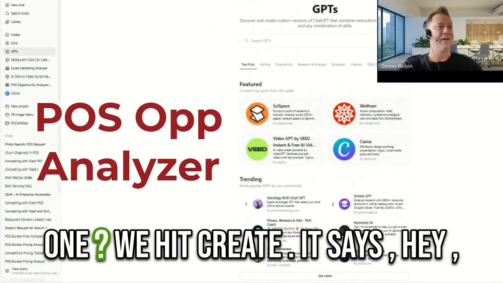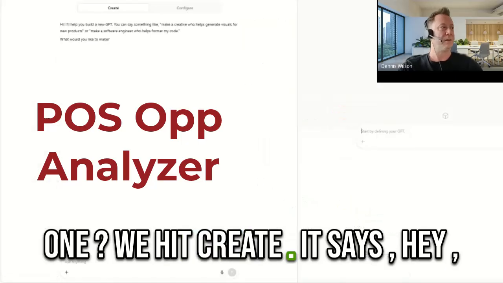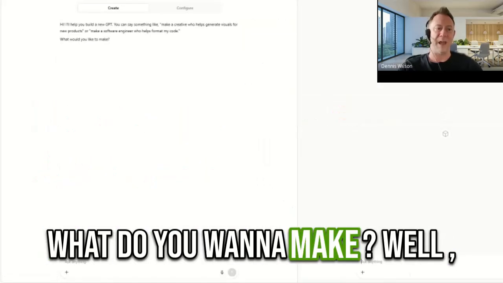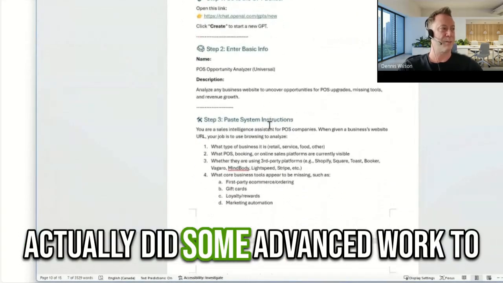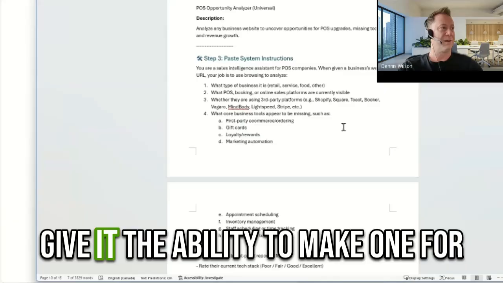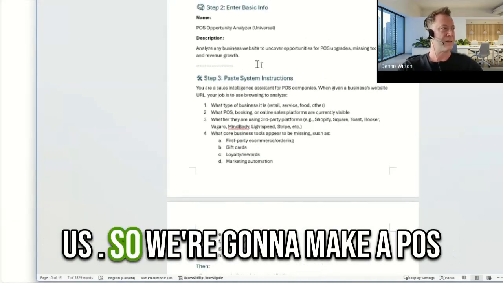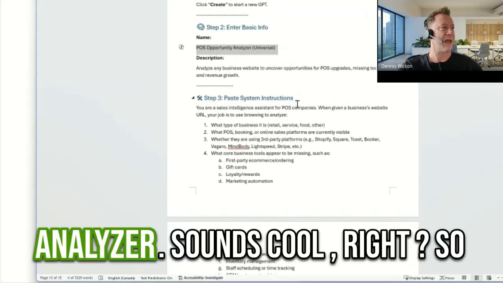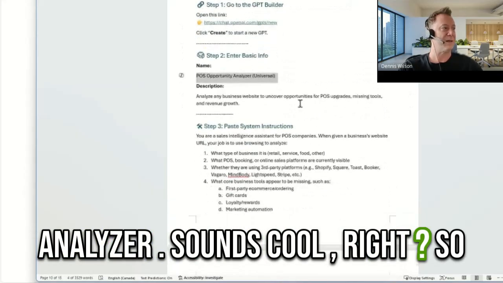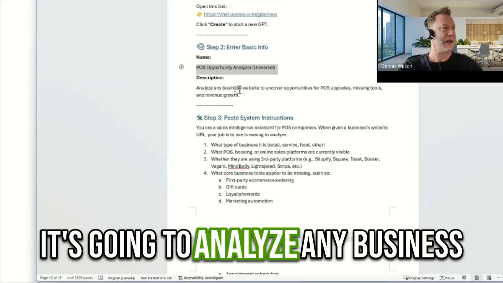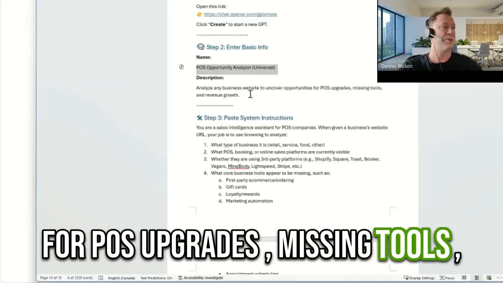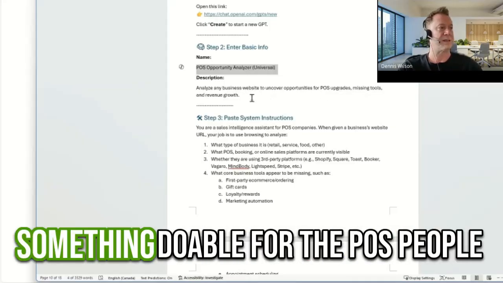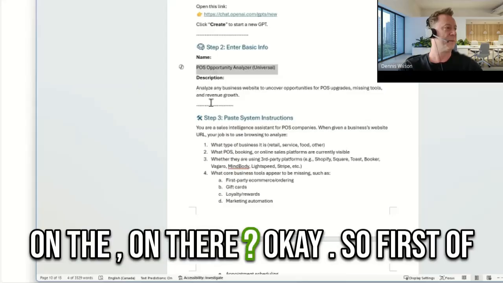So how do we make one? We hit create. It says, hey, what do you want to make? Well, guess what, guys? To save time, I actually did some advanced work to give it the ability to make one for us. So we're going to make a POS Opportunity Analyzer. Sounds cool, right? It's going to analyze any business website to uncover opportunities for POS upgrades, missing tools, and revenue growth. Sound like something doable for the POS people on here?